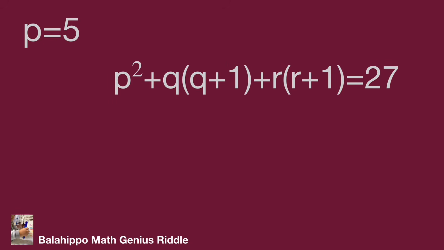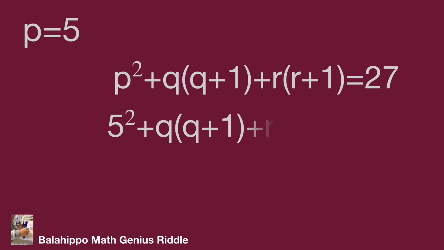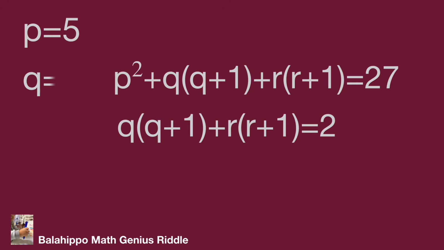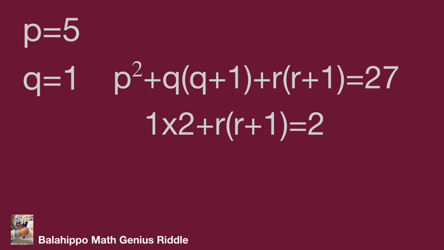Where p equals 5, the equation is 5 squared plus q times quantity q plus 1 plus r times quantity r plus 1 equals 27. Q times quantity q plus 1 plus r times quantity r plus 1 equals 2. Where q equals 1, then the equation is 1 times 2 plus r times quantity r plus 1 equals 2. Easy to get r equals 0. We find the first number group for PQR. While p equals 5, there is no more solution for q or r larger than 1.